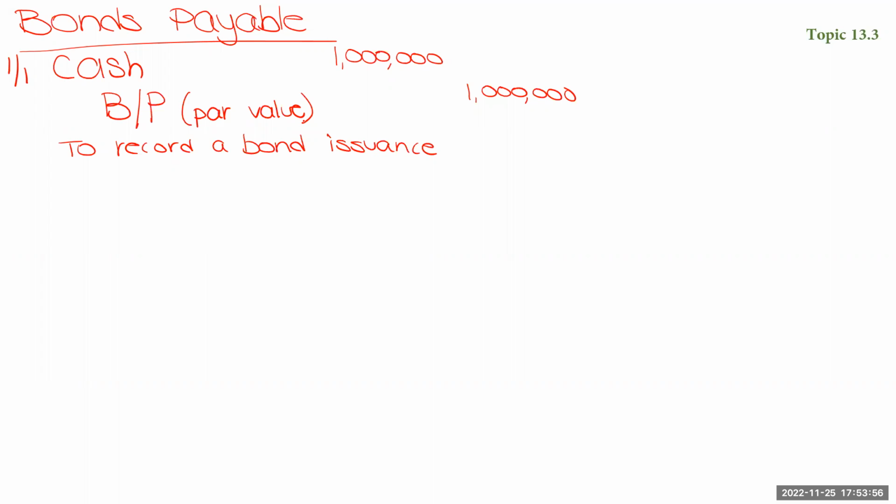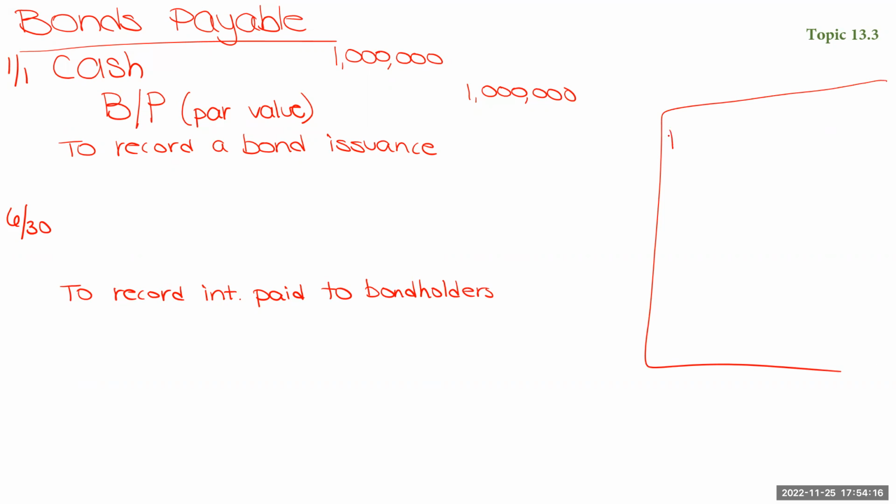We said corporate bonds pay interest every 6 months. So let's go ahead and do the journal entry to record interest paid to bondholders. Let me give you some data over here. So our par value, we said, for this bond is $1 million. Well, let's figure out what our interest rate is. Let's say it's 10% to make things simple. And let's say the life is 5 years, right? Because it's a long-term liability, got to be more than 1 year.